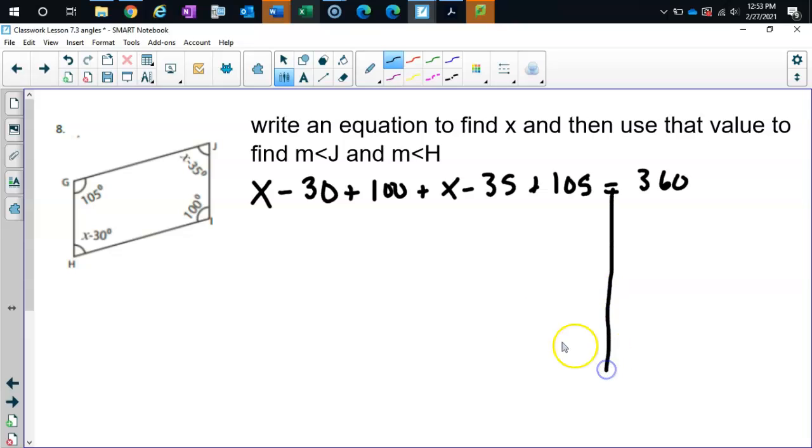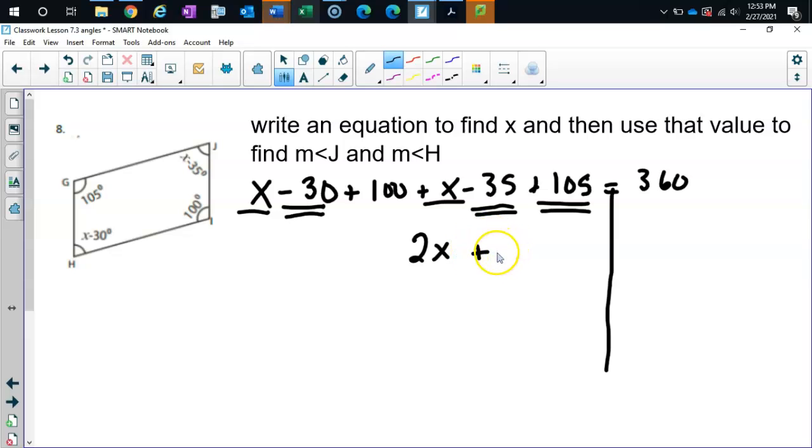Draw your line down the middle. Now, left-hand side, let's combine like terms. X plus x is 2x. Now, guys, this is something we need to pay attention to. When you combine like terms, this is negative 30 minus 35 plus 105. Listen to how I said that. This is what you should be typing into your calculator. Negative 30 minus 35 plus 105.